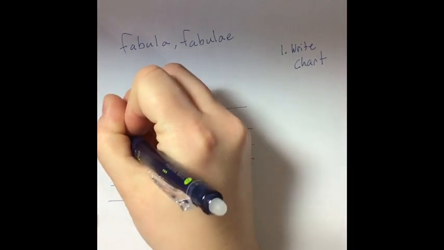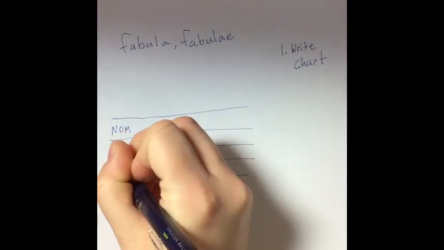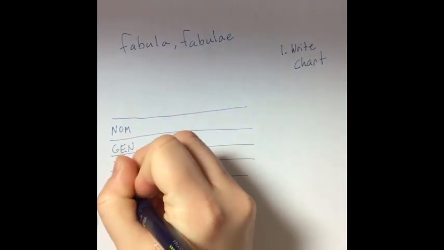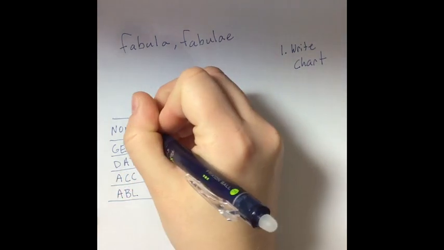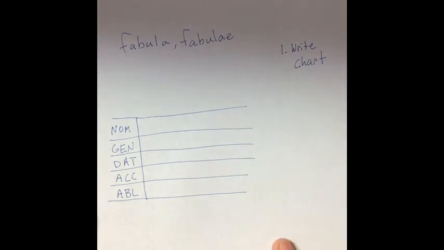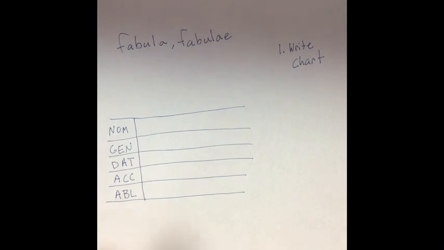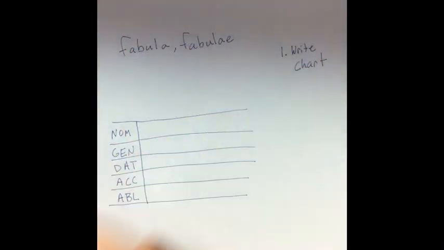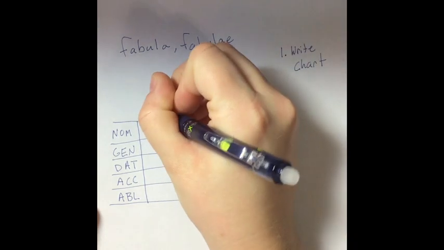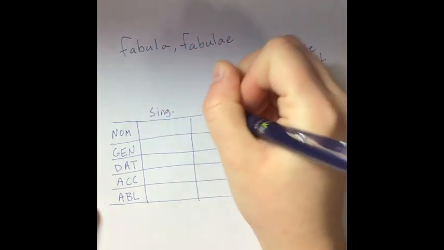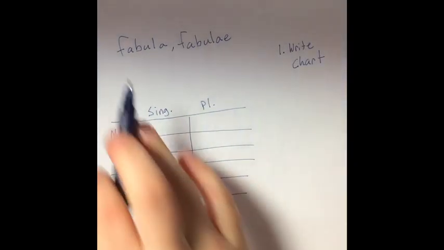And then we're going to label them: nominative, genitive, dative, accusative, ablative. And then we need to think about how many options we have for number, which, remember, is singular and plural. So there are 2 options there, so we need to turn this into 2 columns. We just draw a line right down the middle, and then we label the top singular and plural. Okay, so now we're ready to go with our chart, and we have our word here.